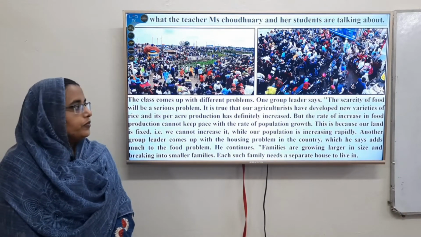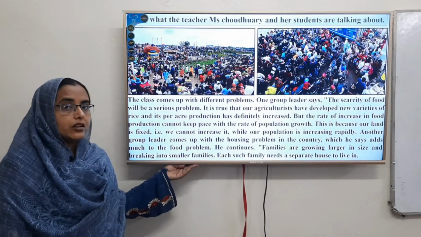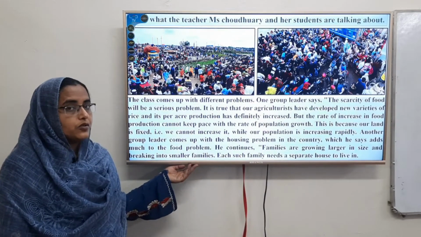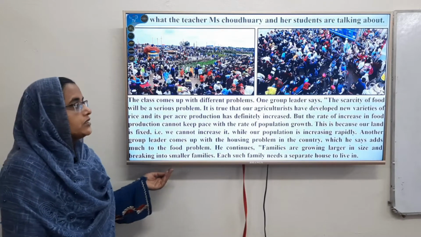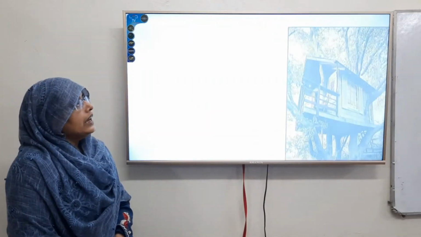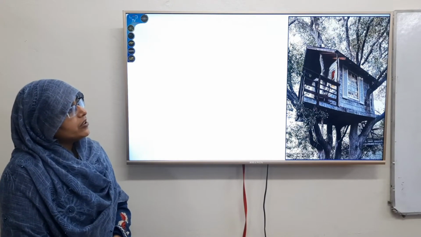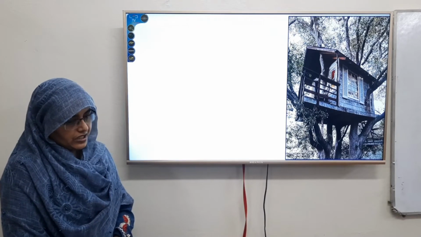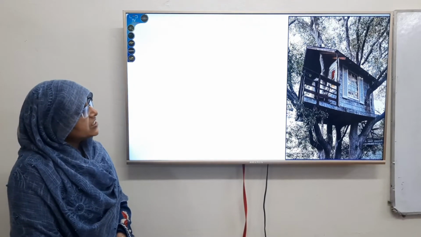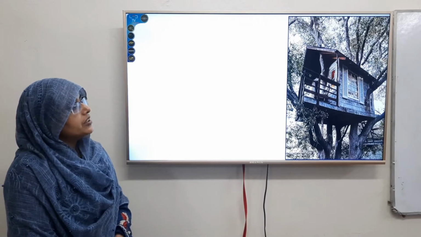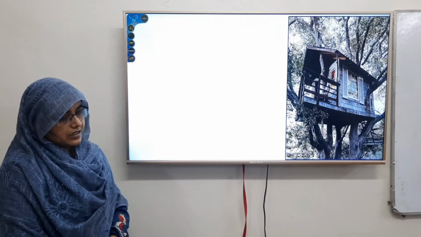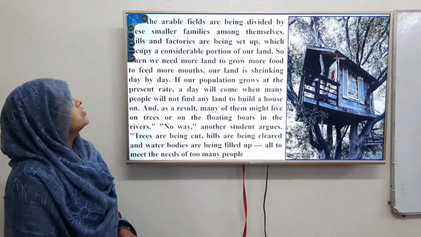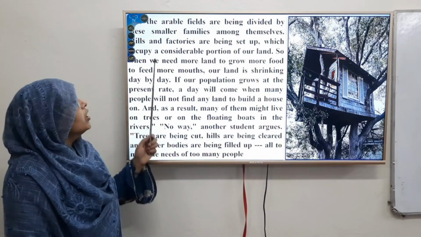So learners, I hope this part of the text is clear to you. Let us go to our next part. As land is shrinking, people build their houses on trees for safety, security, and for living in peace. People build their houses on trees. So here is the text for you.